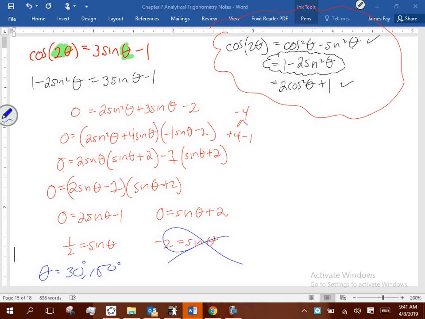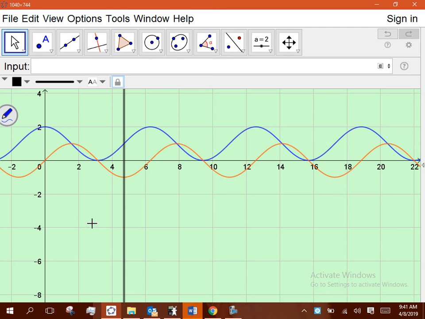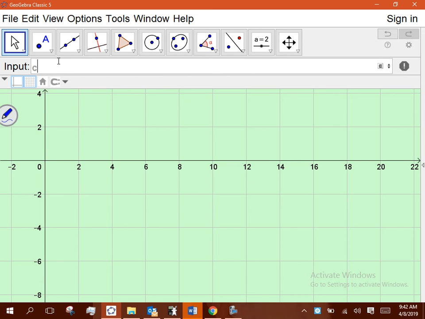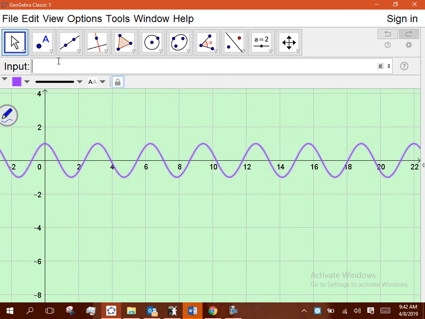So 30 and 150. If we were to graph these guys, that's always a good idea, to kind of see what is really going on. Remember, cosine 2 theta is going to take our cosine function and squeeze it down, right? So that's that one.